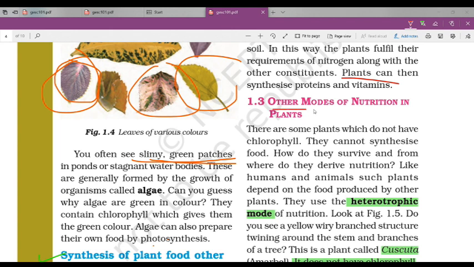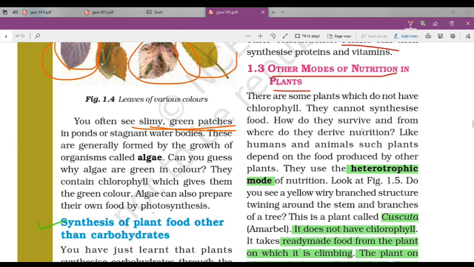Now the other mode of nutrition in plants. We have studied that the important mode of nutrition in plants is photosynthesis. But some plants don't have chlorophyll, so how are they cooking and synthesizing their food? We will learn about them here.